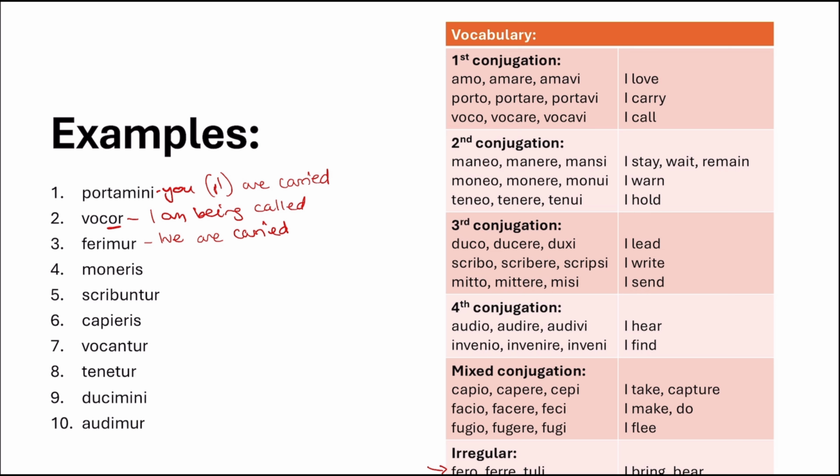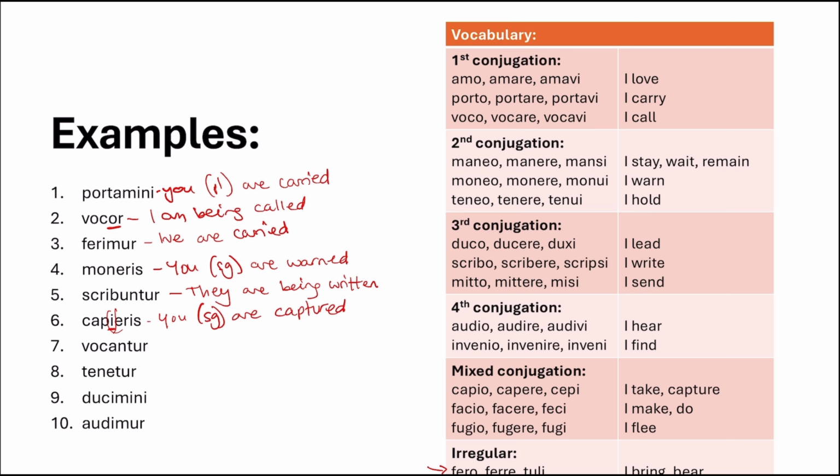Number 4, moneris. So from moneo, and it is your second person singular, so you, singular, are warned or are being warned. Number 5, scribuntur, from scribo, meaning to write, and untur always being your third person plural ending, so they are being written. Or are written. Think about your letters. The letters are being written. Capieris. This is exactly what I was saying. You can have an i, you don't have to have the i. And so that would mean you, singular, are captured or are being captured.